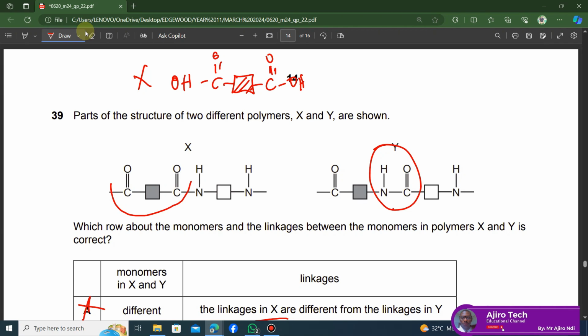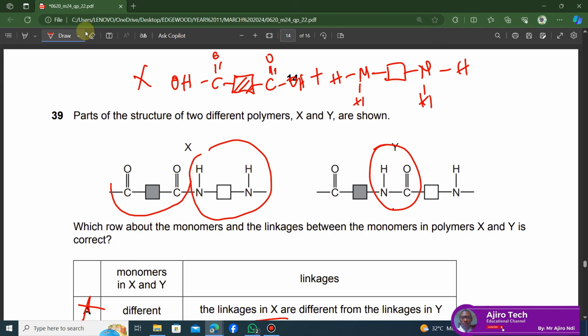And then the second monomer is the second part of this, which has two amide links. So it's a diamine. I'm going to have NH2 at each end. So these were the two monomers that combined for polymer X.